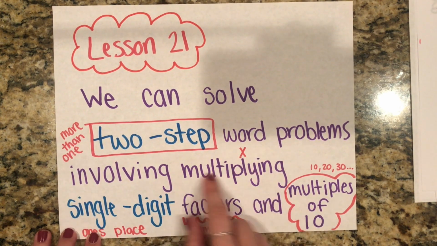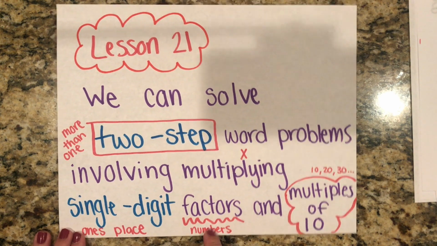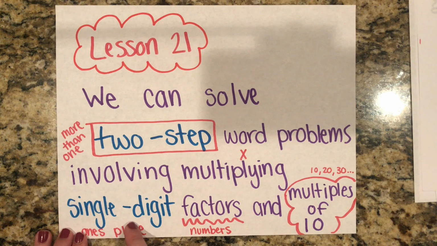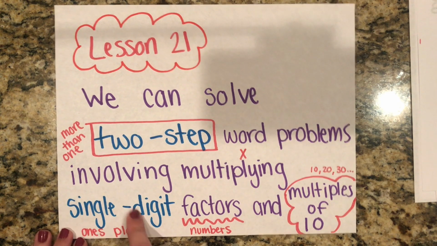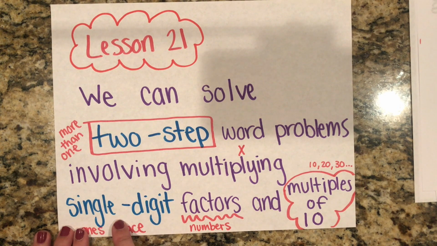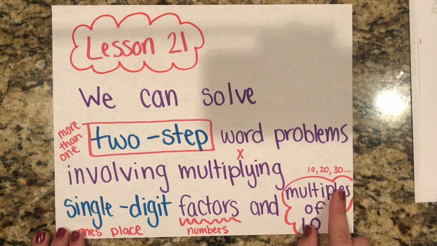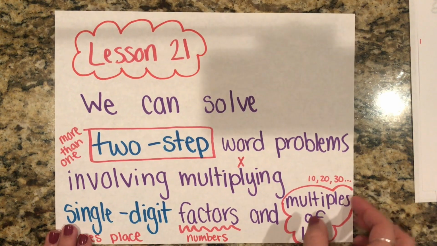And our word problems are going to involve multiplying single-digit factors, which are factors that have just one number, so there's something in the ones place, but there's nothing in the tens or hundreds place, and multiples of 10, like 10, 20, 30, and so on. So let's get started.